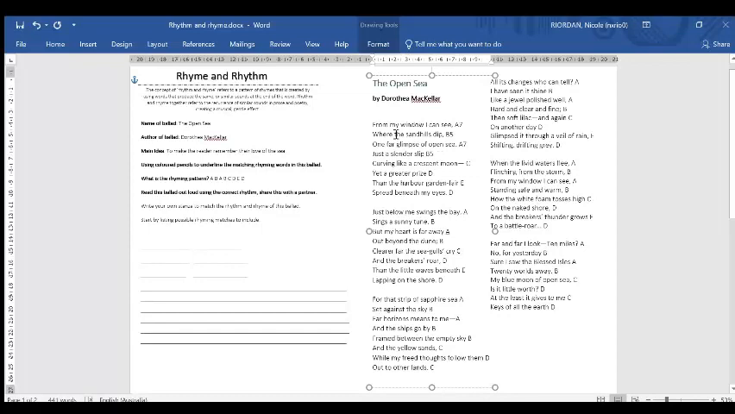Dorothy is doing an amazing job. Curving like a crescent moon. 7. Yet a greater prize. 5 again. Then the harbor garden fair. 7. Spread beneath my eyes. 5.